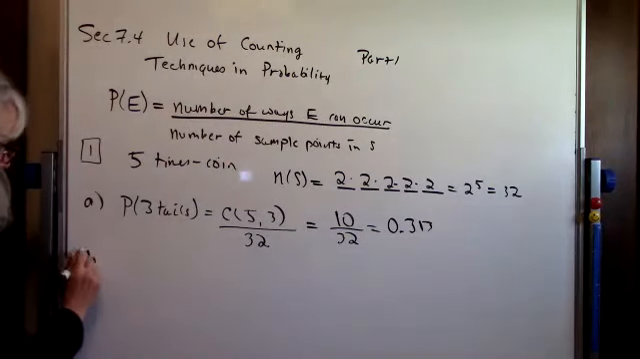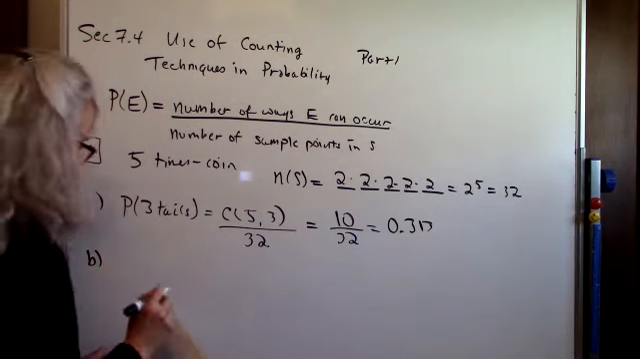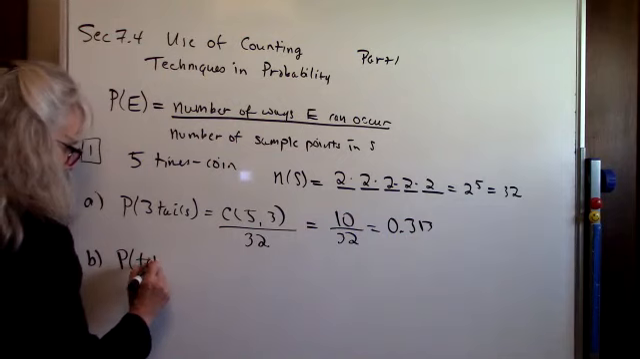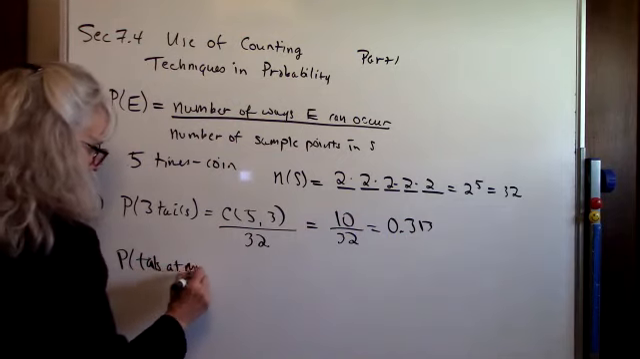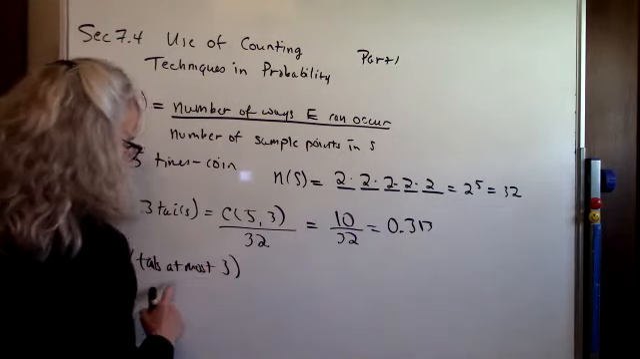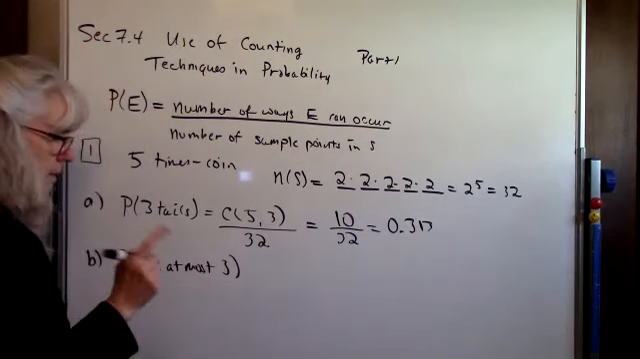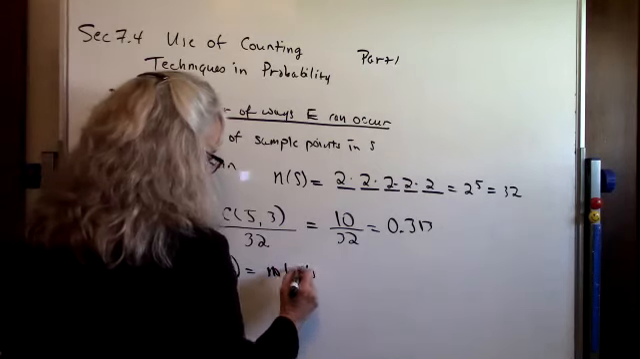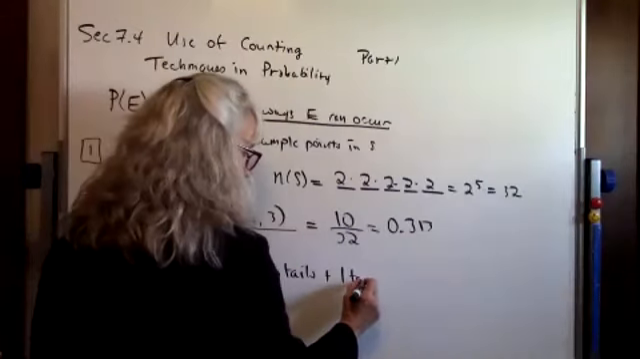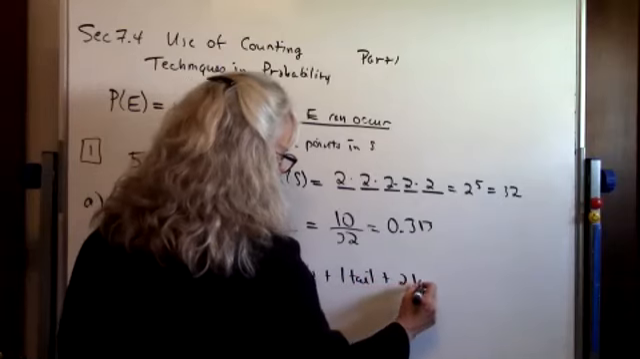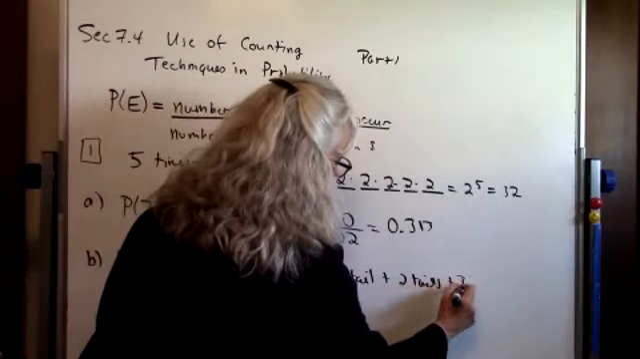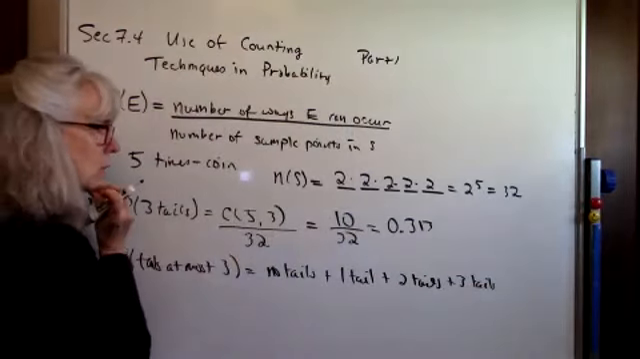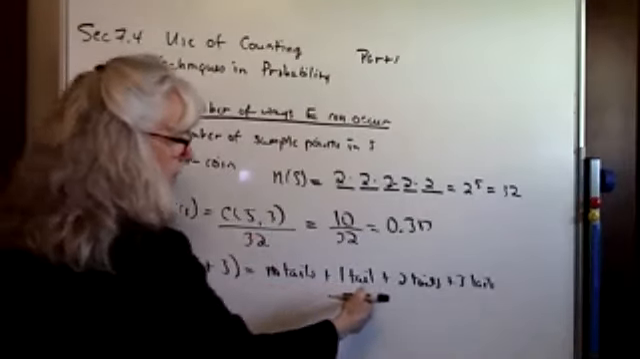Part B of that problem says the probability of at most 3 tails. So the probability that we get tails at most 3 times. Okay, at most 3 times means that I can get no tails, plus 1 tail, plus 2 tails, plus 3 tails. And that's what at most 3 tails means. Well, we already figured out this one. We have to backtrack and figure out these.